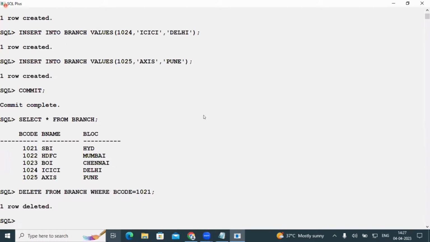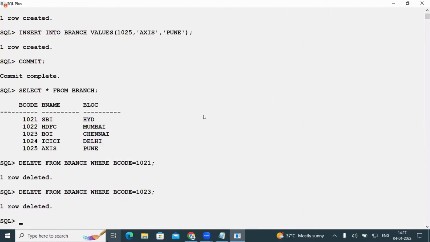Okay, right. Next, 1023 is also deleted. So it is deleted from the database, and the deleted data is stored again in instance memory. Now in my instance memory, how many rows? 2 rows: 1021, 1023. Okay.